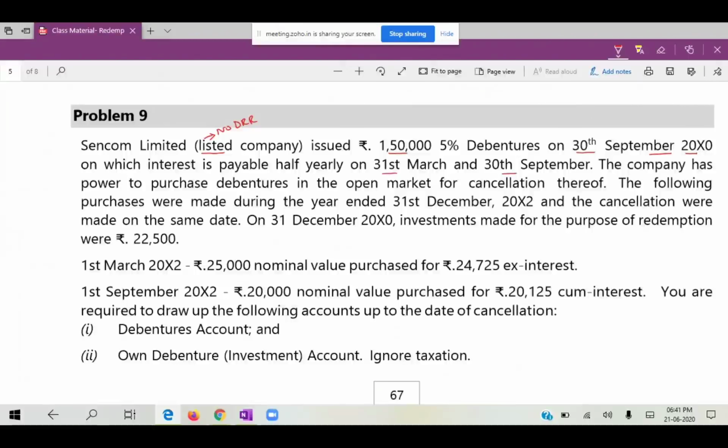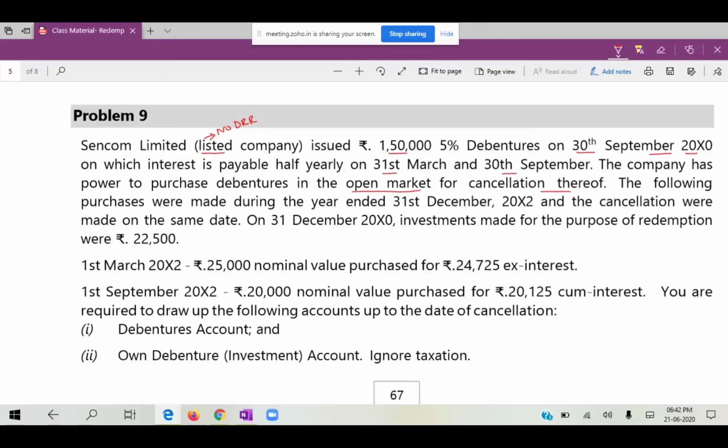Therefore, the year is 1st October to 30th September. So every 6 months, that is nothing but March and September, keep in mind. The company has power to purchase debentures in the open market for cancellation thereof. The following purchases were made during the year ended 31st March 2002, my dear friend.